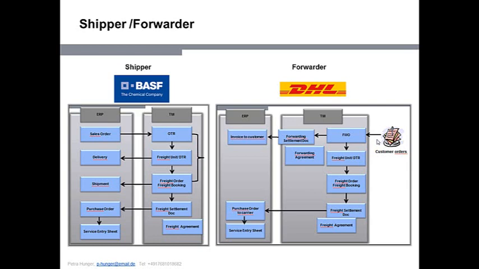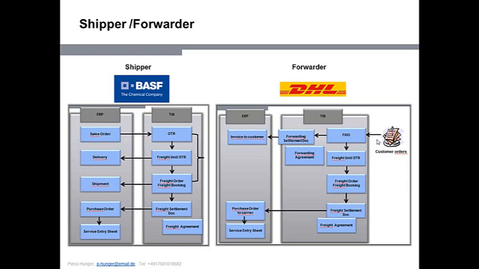The freight cost is not based upon condition records, but on freight contracts with the carriers, called freight agreements in TM. The FSD freight settlement document can be transferred to the ERP, where a PO and a service entry sheet is created. This is exactly the same as in LE. These documents are used for invoice control.